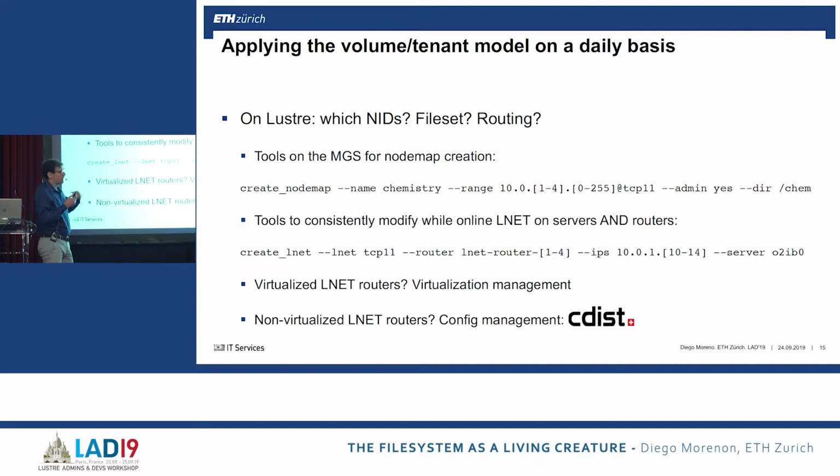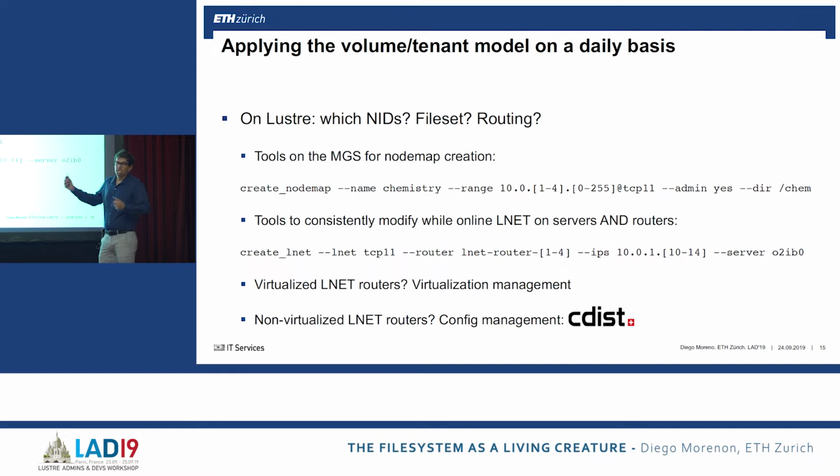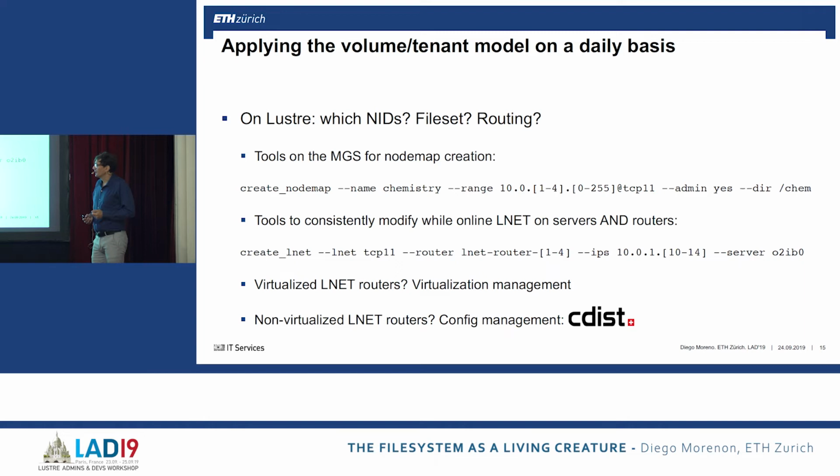we are having again the same problem, where we have things that are repetitive, that we are doing over and over again, which is creating a nodemap on the MGS, assigning the fileset, and modifying the LNET routers. So this is repetitive again, and this is something that you can automate. You create the scripts that do them for you, and then anyone can run these things. You don't need to be a Lustre admin.